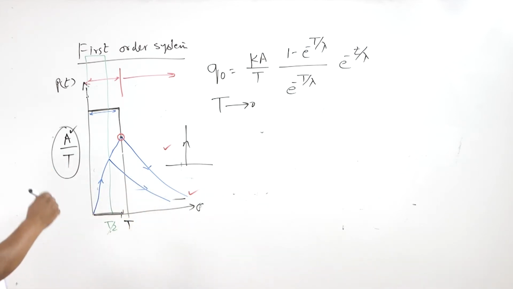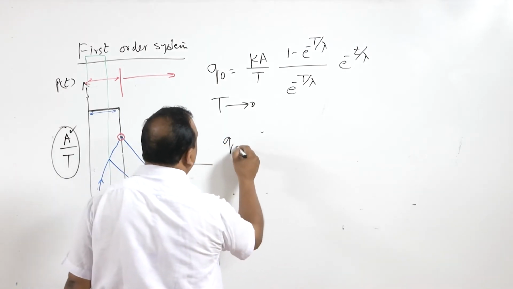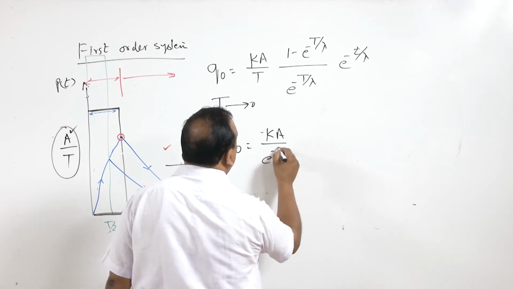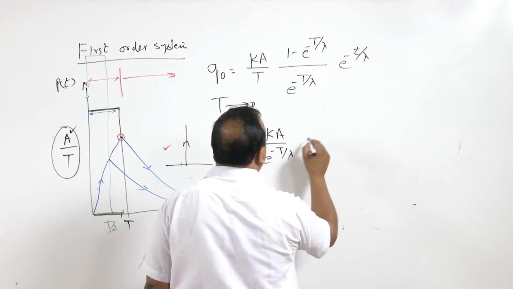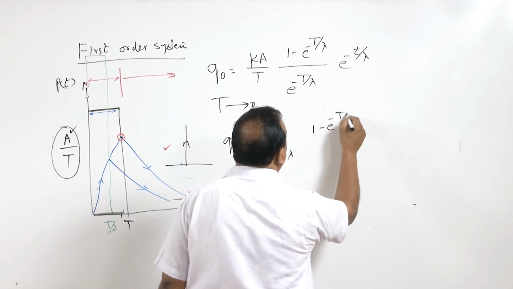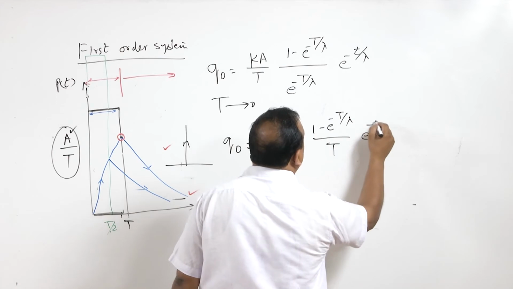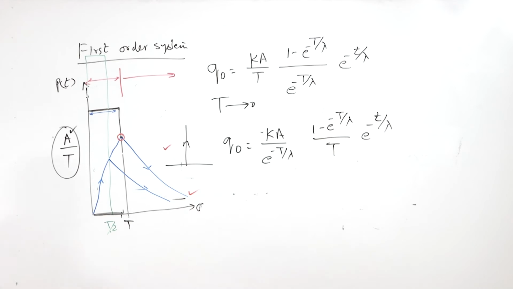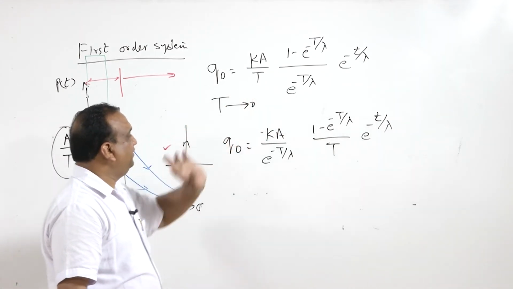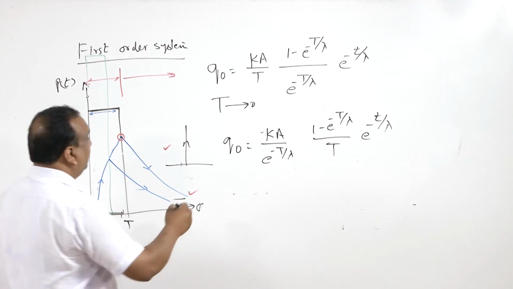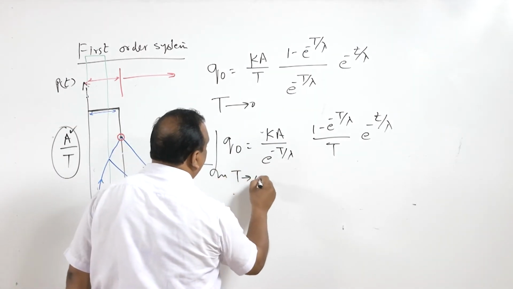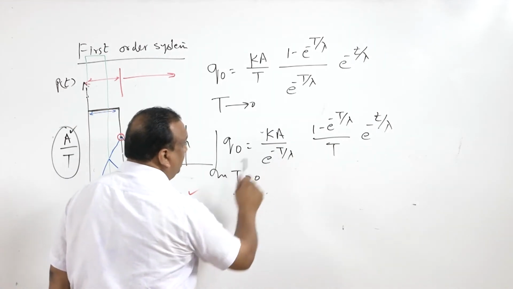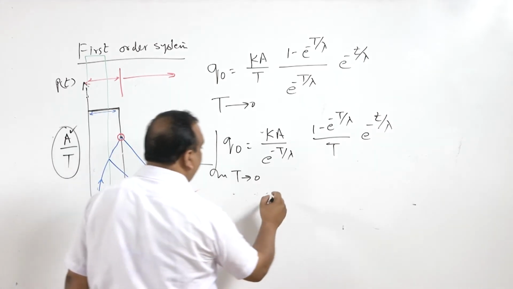Now t is tending to 0, so here Qo we can take Ka by e raised to power minus t by lambda, and then 1 minus e to power minus T by lambda by t, e raised to power minus t by lambda. I have just rearranged these values, taking t here and t by lambda. The reason being, in the limit t tending to 0, when we put the limits, this term will become 1. So it is Ka.